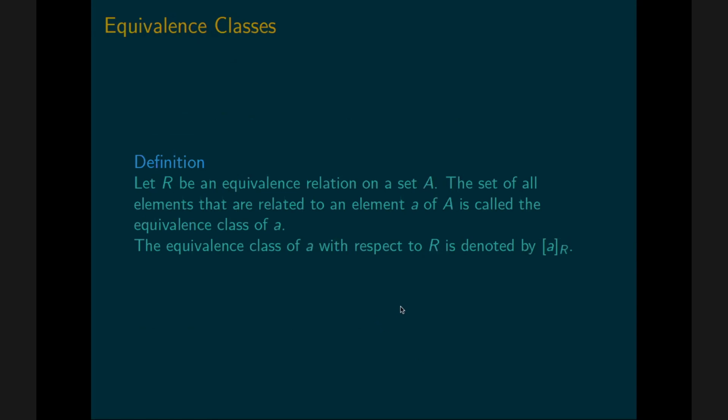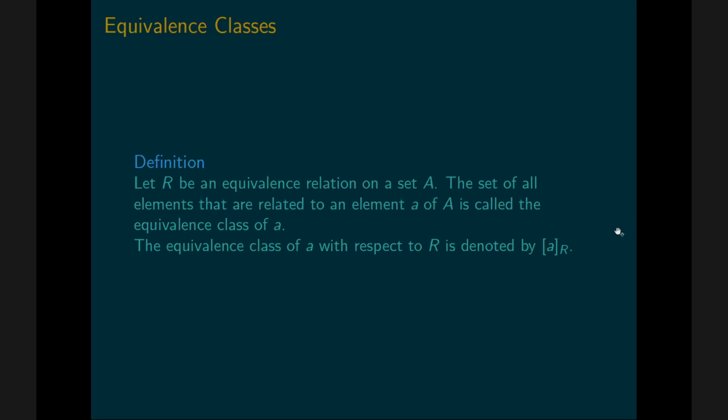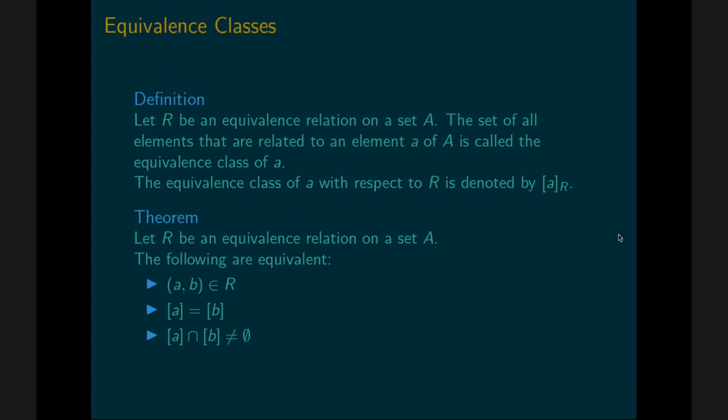Now, if we have an equivalence relation on a set A, then the set of all elements that are related to an element A through this relation is the equivalence class of A. Okay, and we denote it by this A of R. So R is the relation, right? So what is an equivalence class?